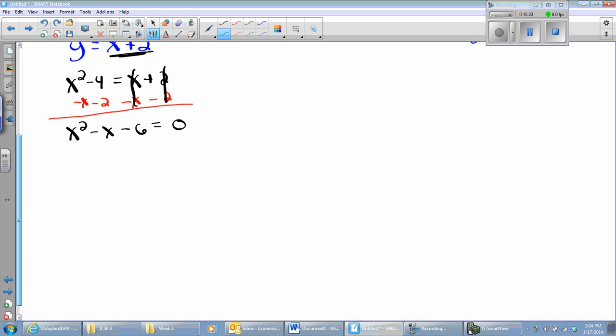All right. Now, I have to look to factor. The only way you know how to solve a quadratic at this time is to factor. So that's what I'm going to do. I'm going to factor. And I'm going to think of the factors of 6.